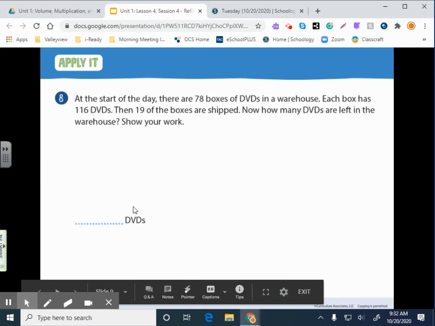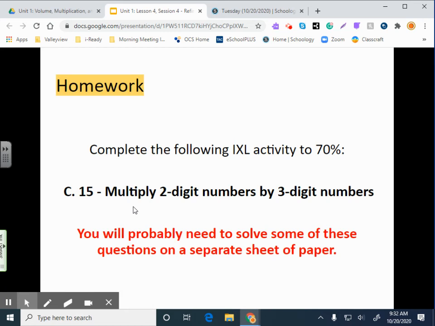All right, let's clear the ink. And your homework is more IXL. This time, go to the next one than last one. C15, you're going to multiply 2-digit numbers by 3-digit numbers. So we're just ramping it up by 1 more digit.